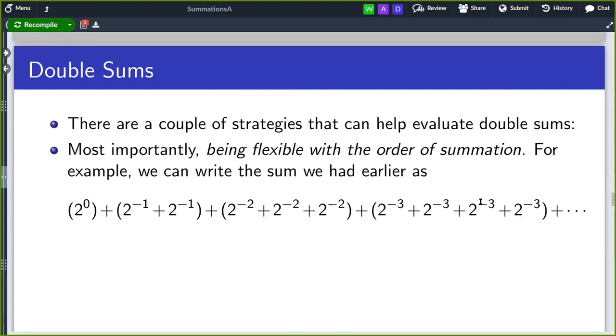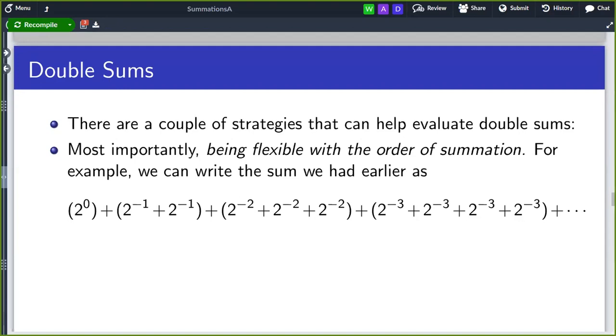So when we have a double sum, we have a lot of different choices of the order that we choose to sum the numbers. So for example, for the previous problem, instead of summing across all B, then summing across all A, we could have instead picked a different way to sum all of the numbers. We sum first 2 to the 0, then all copies of 1/2 to the 1, then all copies of 1/2 to the 2, and so on.